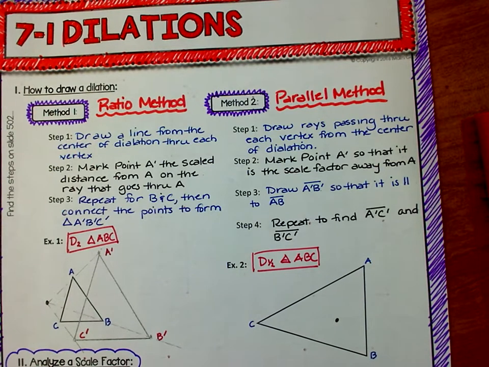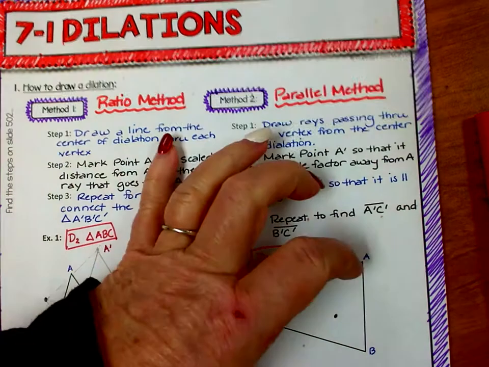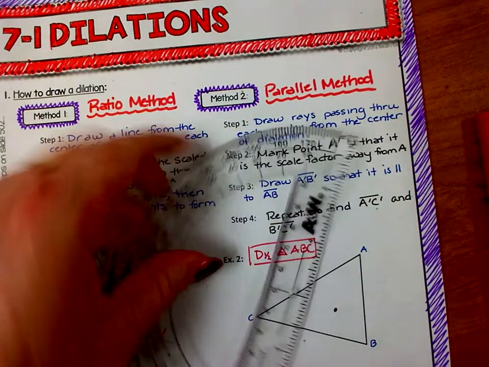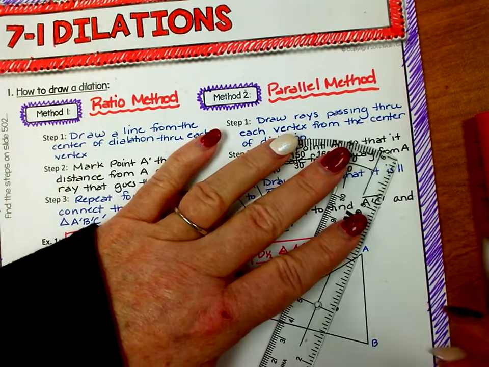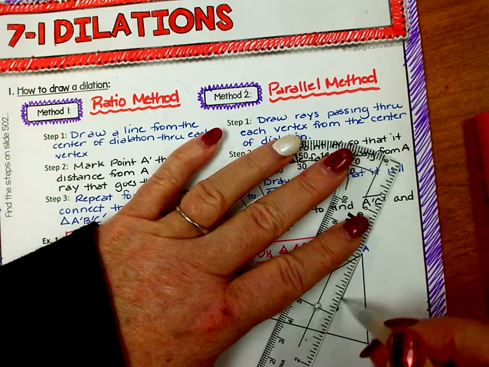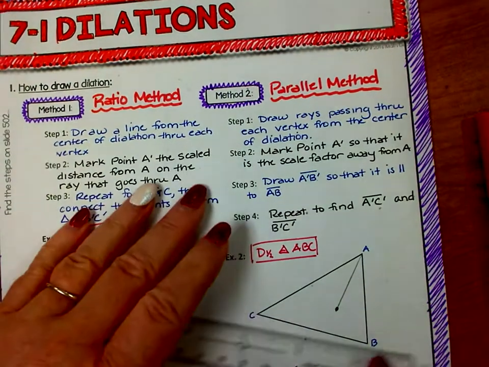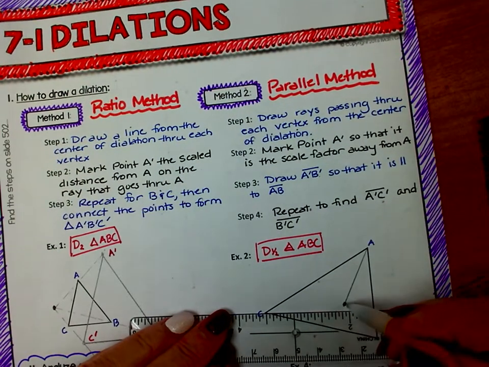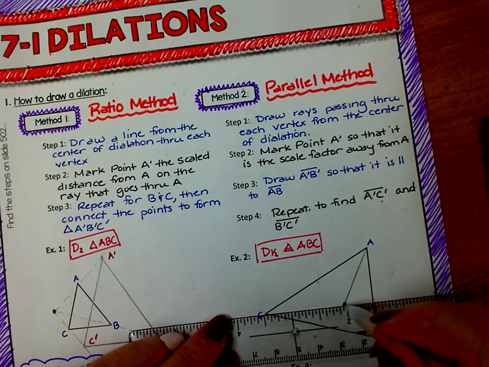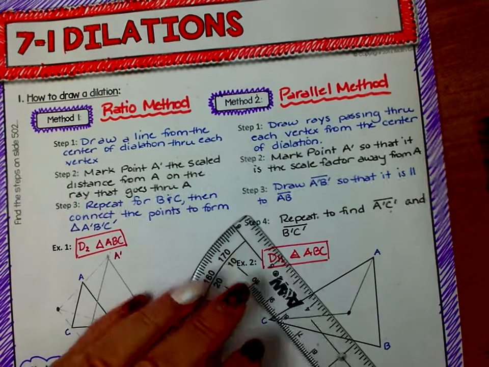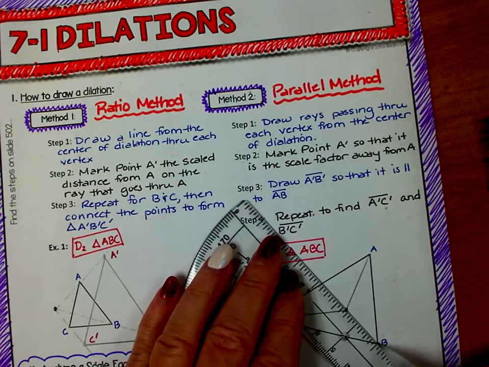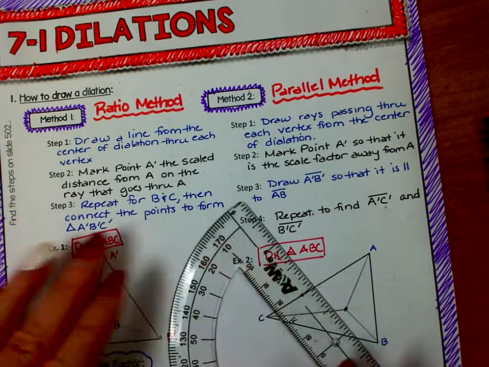Okay, so the first step is to draw rays passing through each vertex from the center of dilation. Since it's getting smaller, it's going from the vertex to the center. So it's going to be about there like that. And then from vertex C, it's going to be right there. And then from vertex B, it's going to be right there.